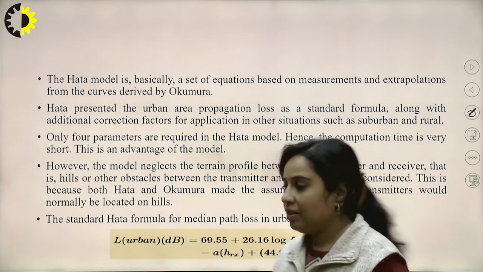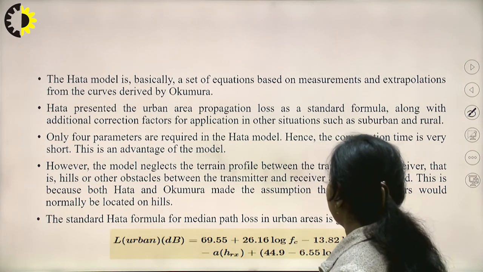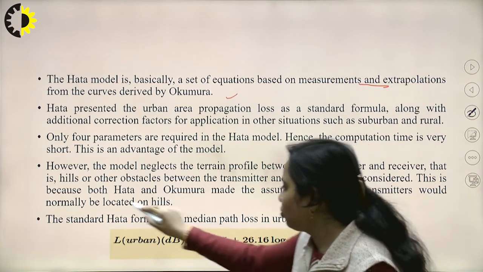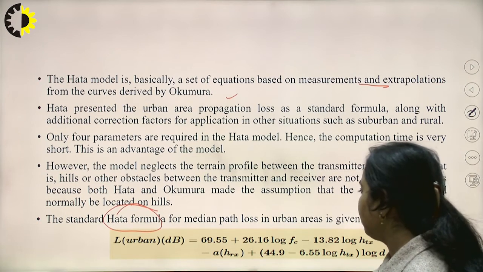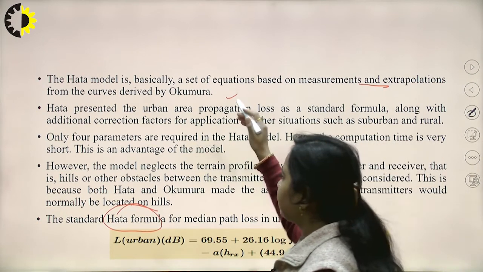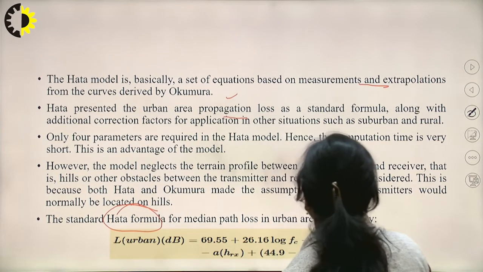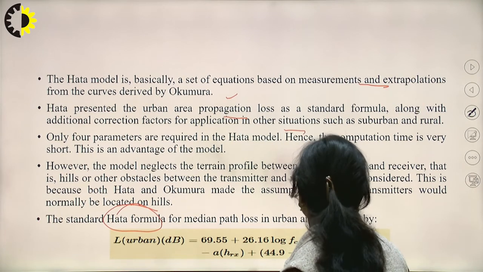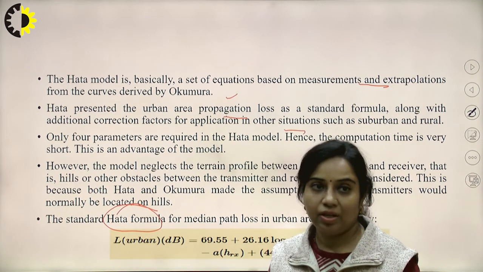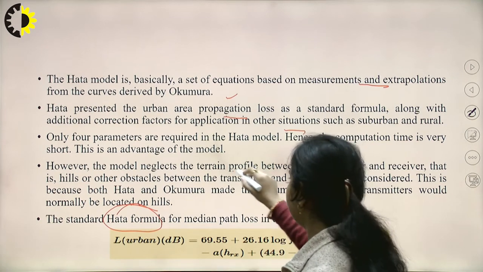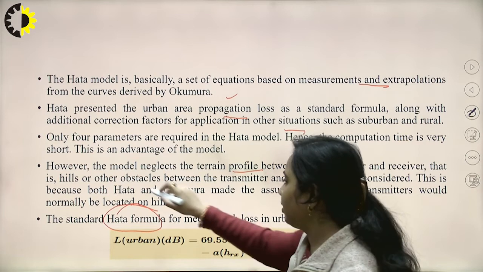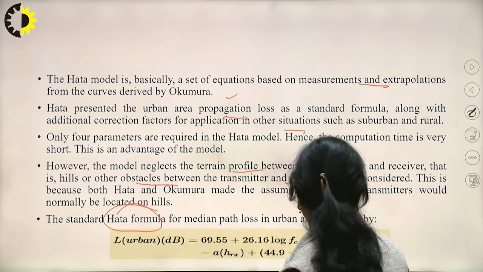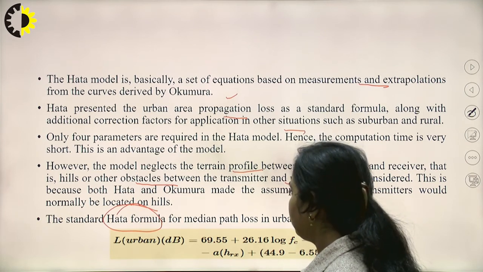This shows the set of equations based on measurements and extrapolations from the curves derived by the Okumura model. This is specifically the Hata formula for the median path loss in urban areas. Hata presented the urban area propagation loss as a standard formula, along with additional correction factors for application in other situations like suburban and rural areas. However, the model neglects the terrain profile between the transmitter and the receiver, that is, hills or other obstacles between them, which are not considered.